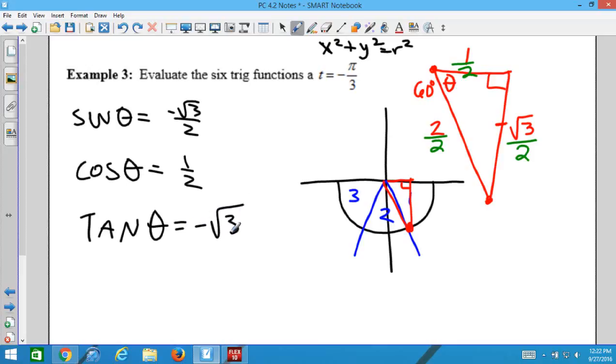The faster you can start seeing these patterns, the faster you memorize them. It's going to help you. And then we flip them for the other 3. Is it okay if I move on? Okay.